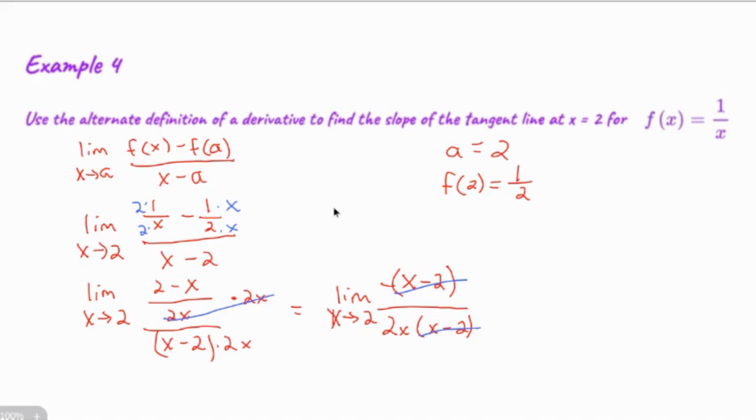And then we get the limit as x approaches 2 of -1 remains up top over 2x. We can plug in 2, and we're going to get -1/4.